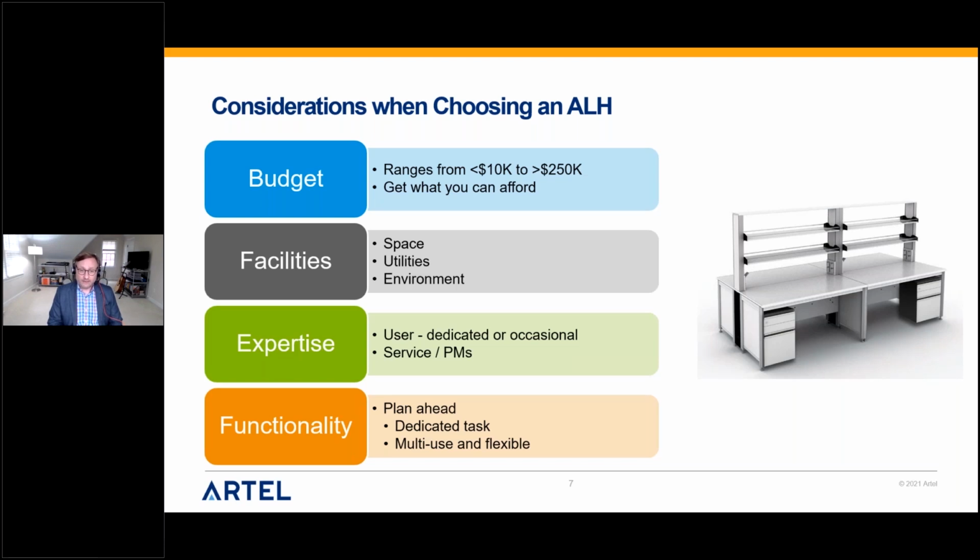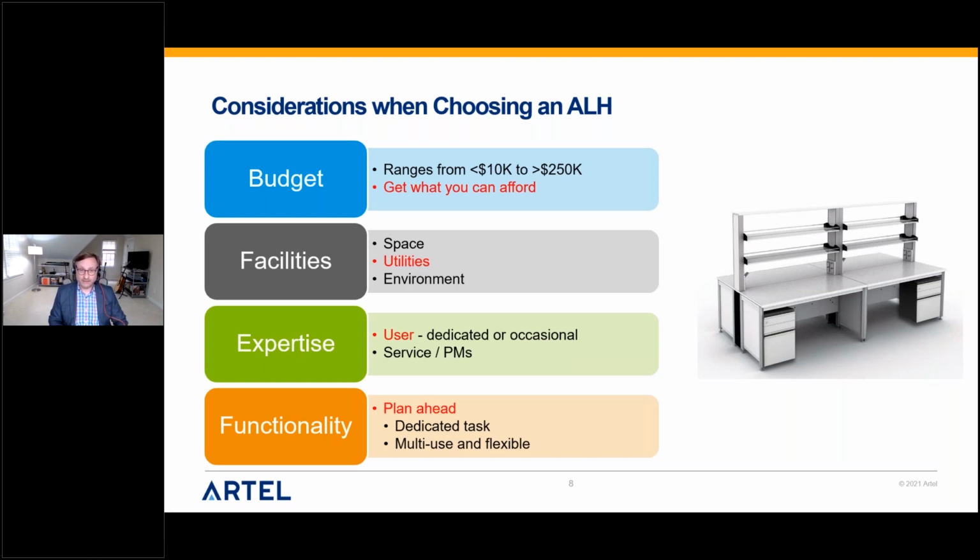Think ahead. If this is going to be a dedicated task and it's going to be that way for a year or 2, 3 years, then it's perfectly fine. Get exactly what you need. But if you are thinking multi-use and there's going to be other people that will need to plug an assay in or maybe do some compound reformatting, you might need some flexibility. So you'd want to build that into the purchase now, because again, it's typically a lot less expensive to do it now than later.